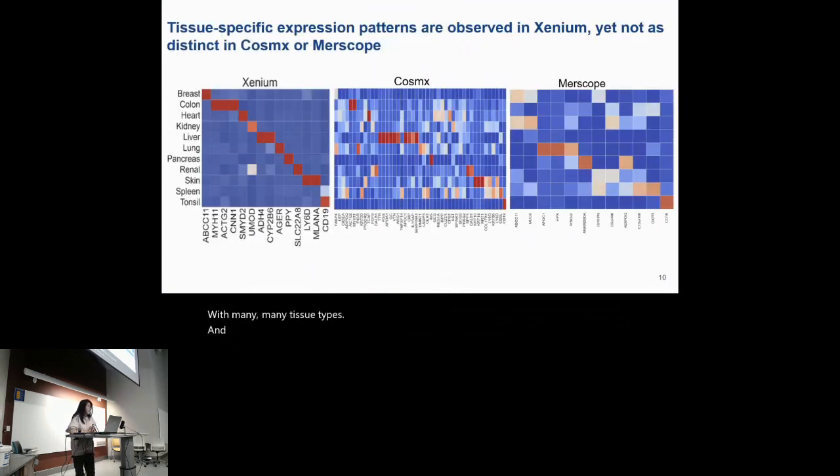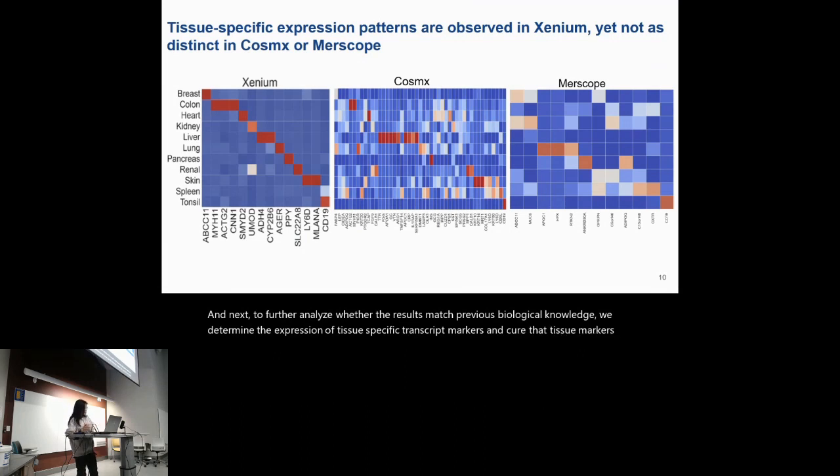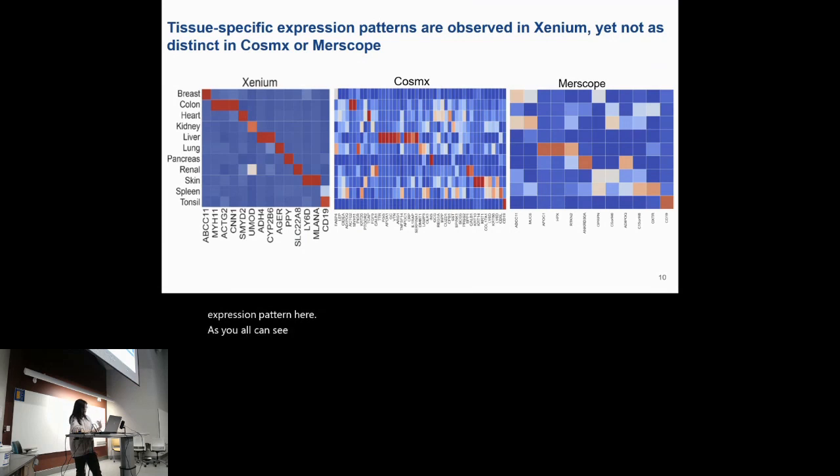And next, to further analyze whether the results match previous biological knowledge, we determined the expression of tissue-specific transcript markers and curated tissue markers from GTEx and TCGA databases. So here are heat maps from the 3 panels with all the normal tissues as rows and tissue markers as columns. So we are expecting a ladder-like expression pattern here. As you can all see, Merscope shows expression in some markers, but not all of them.